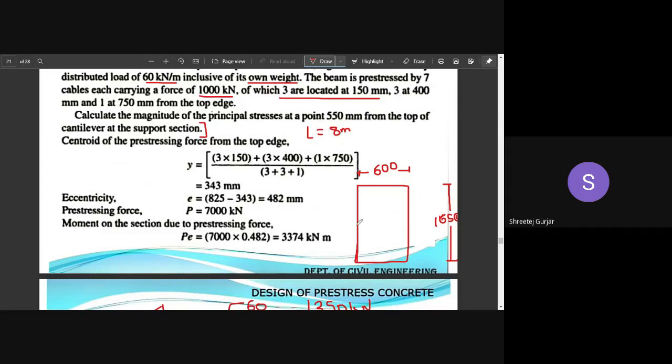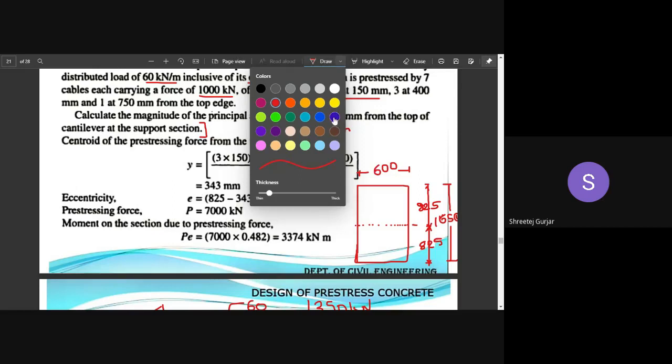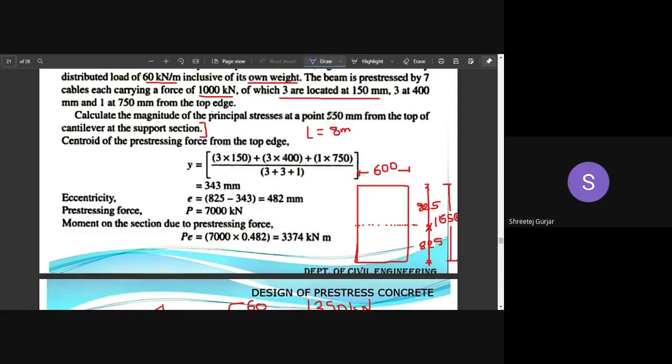Okay, so let me draw the center over here. So this is the center line. What is this particular distance from the center line? Half of 1650. Can anyone tell me what is the value? Half of 1650. 825. Okay, 825 I've written. This is also 825. Now the first 3 cables, let me change the color. We will use blue color. The first 3 cables are located at a distance of 150 mm from the top. So it is 825 till here.